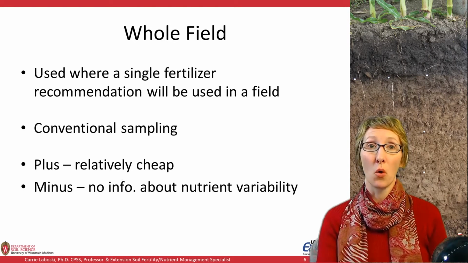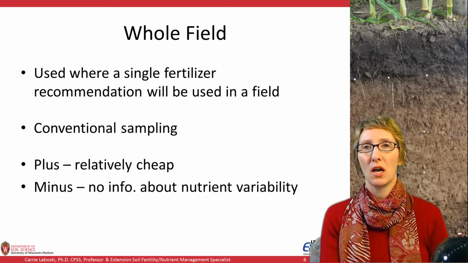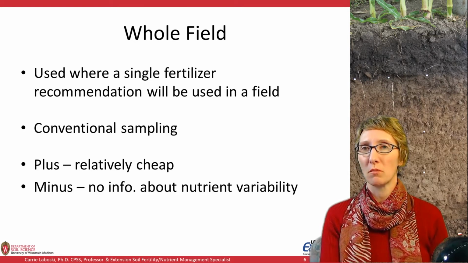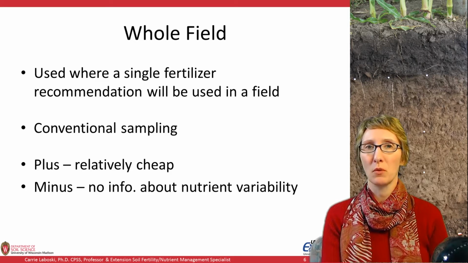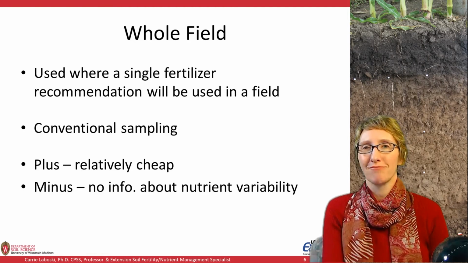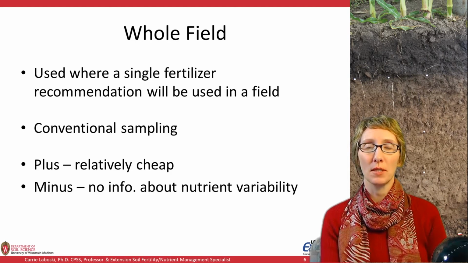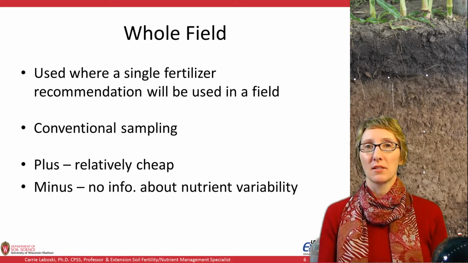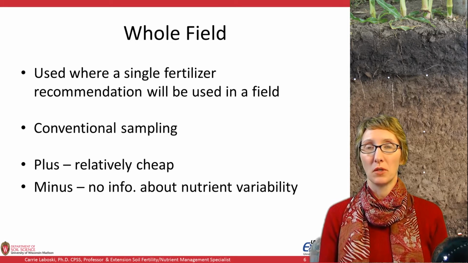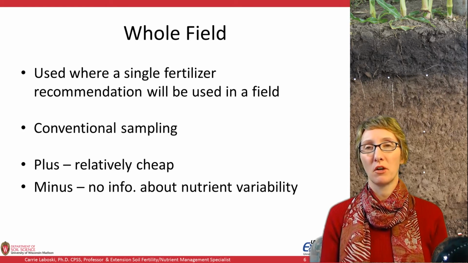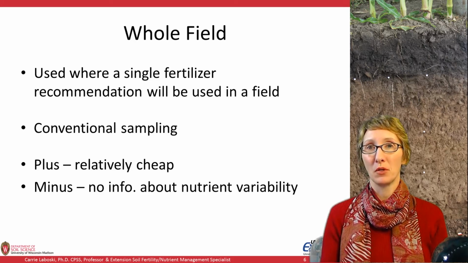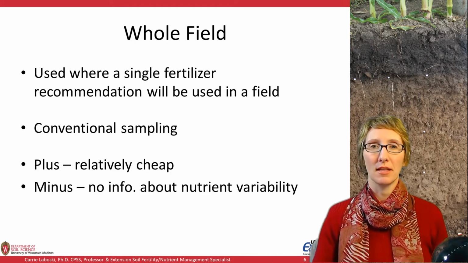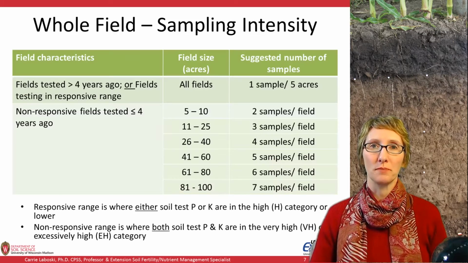So let's move into the whole field approach. This is used where essentially a single fertilizer recommendation is going to be applied to a field. Okay, so there's only going to be one application rate. This is typically considered conventional sampling. On the plus side, it's relatively cheap. When you're doing it right, it doesn't cost so much, you don't need as many samples. The big minus to this approach is you don't really have very much information about nutrient variability within the field. So that's different ways to approach it.